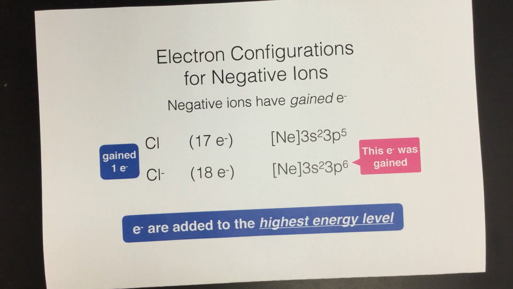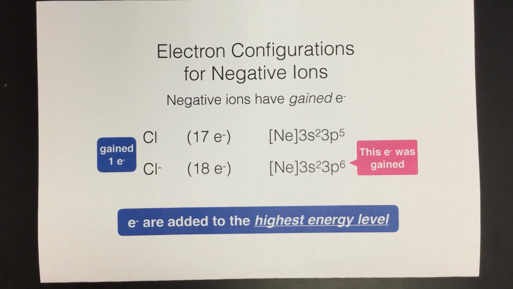And how we add and remove those can be a little bit tricky. So we'll hopefully make it a little bit easier for you. We'll start out by talking about negative ions here. Remember, negative ions means they have more electrons. So they've gained one or more electrons. The example here is chlorine.